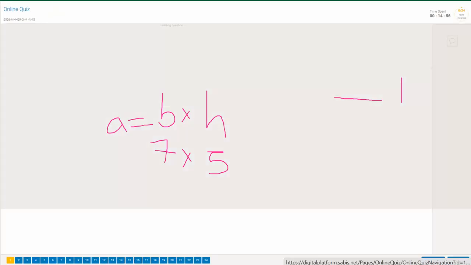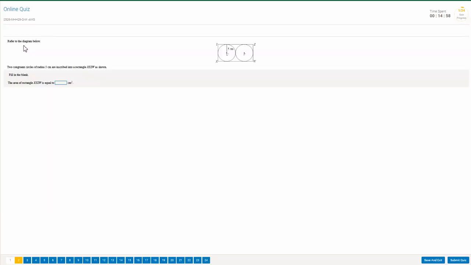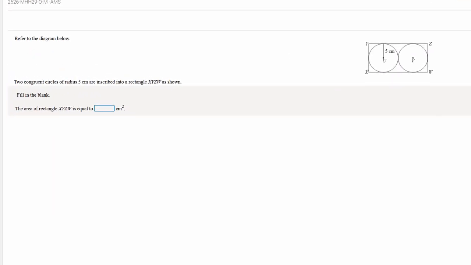Let's go to the next one. Now here, again, you will solve this step by step. The two congruent circles of radius 5 centimeters are inscribed into a rectangle XYZW as shown. Remember, students, reading the questions is very important, so you can identify if there are any changes from this question to the question in the quiz. Here they have given us the radius. The radius is always from the center to the end of the circle.